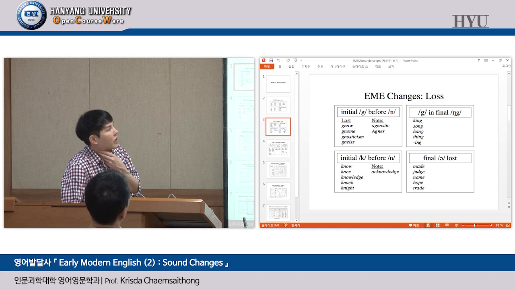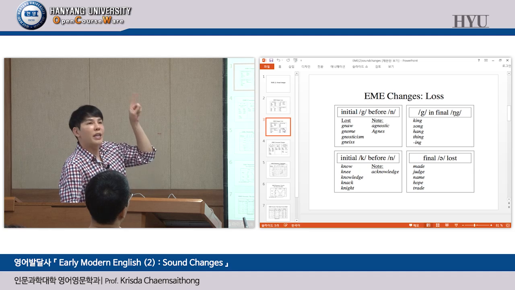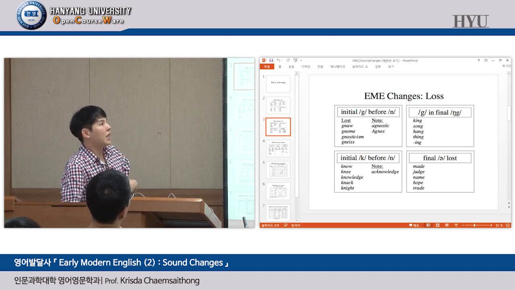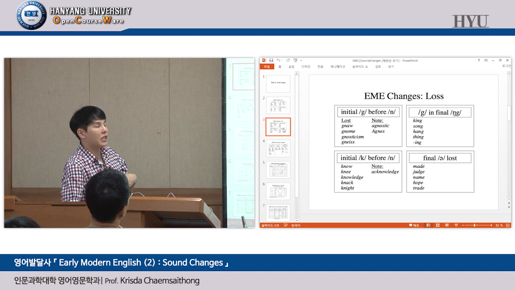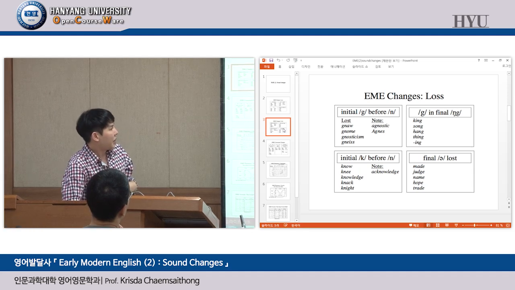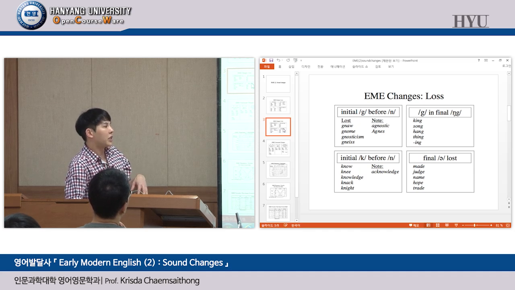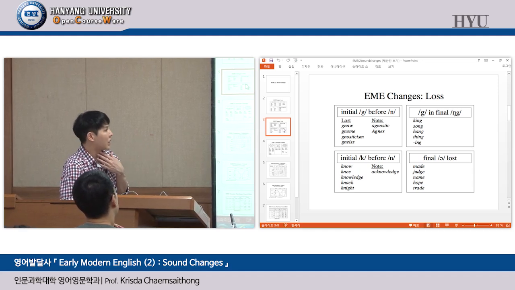And G in final N with a tail and G, the G is lost. So now the N with the tail has become a phoneme in this period, right? So kin, K-I-N, and king, K-I-N-G, are different in terms of meaning because of the loss of G, right? Initial K before N is parallel to the initial G before N, right? One is voiced, one is voiceless. Also the same thing goes on. In acknowledge, because this is not initial, the K is still there.